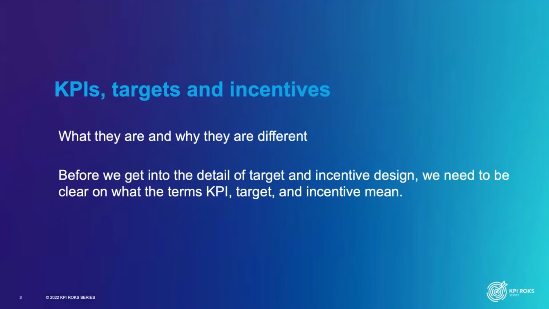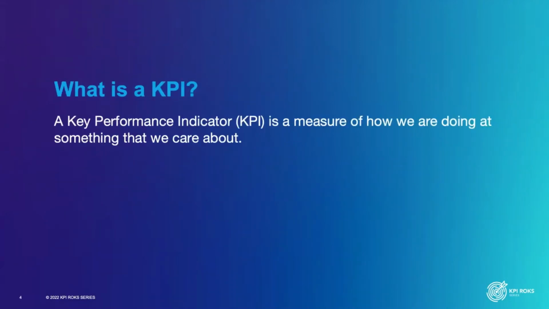But there are always some questions you need to know. First, what is a KPI? What is a target? What is an incentive? They are all different, but they are all connected. So let's see the meaning of each one. What is a KPI? As you know, a KPI is a key performance indicator. This is a measure of how we're doing at something that we care about. A good example is when you drive a car, your speedometer shows the speed. It's a KPI. It's something you care about and something you measure.